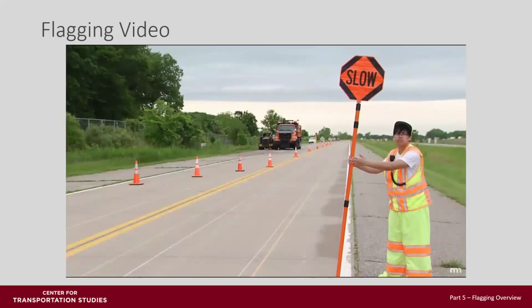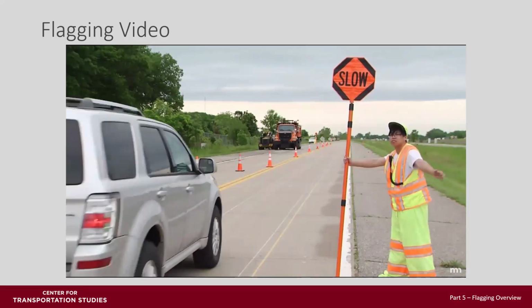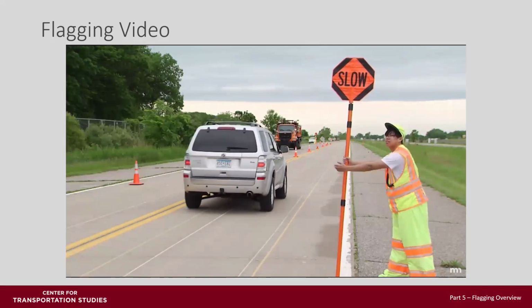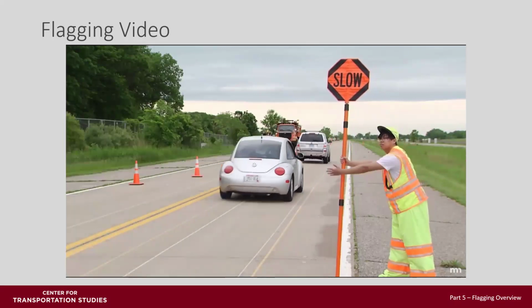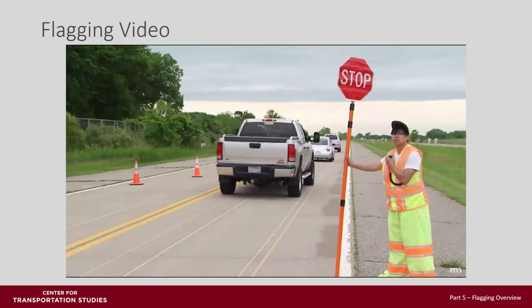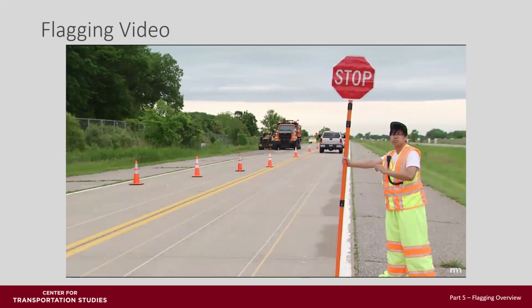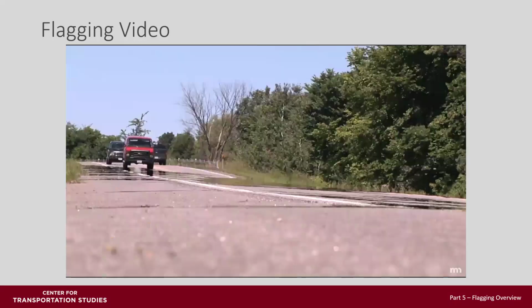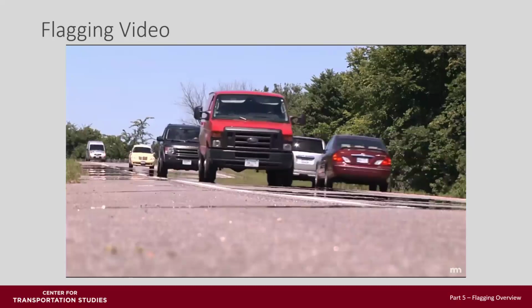To release traffic from the closed or open lane, turn the slow side of the paddle to face the vehicles. With your free arm, signal the drivers to proceed. Be direct and point in the direction you want the traffic to go. Never wave the paddle. After all the vehicles have passed, turn your paddle to display stop and wait for the next vehicle.